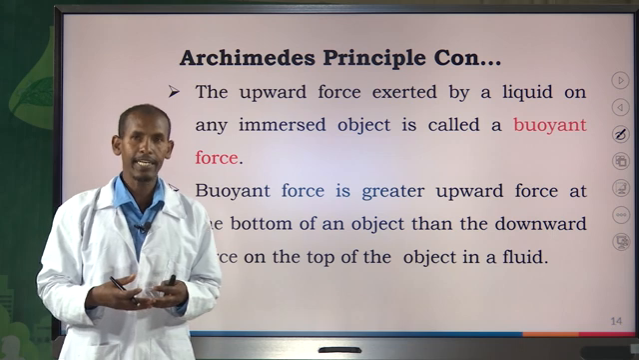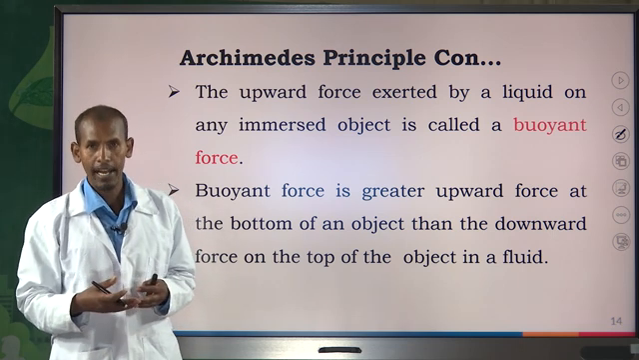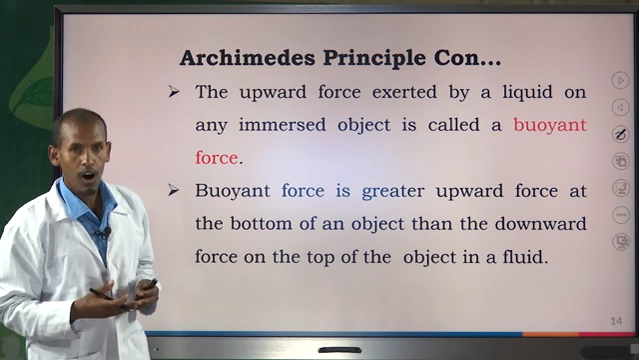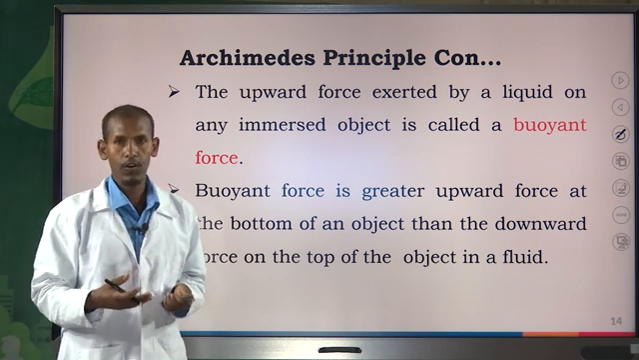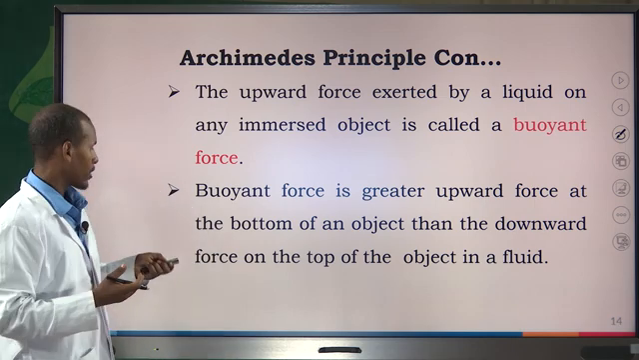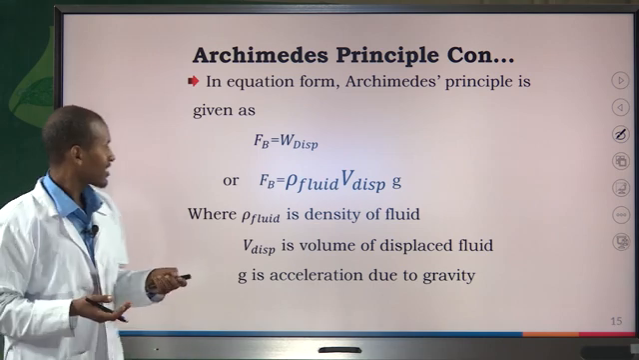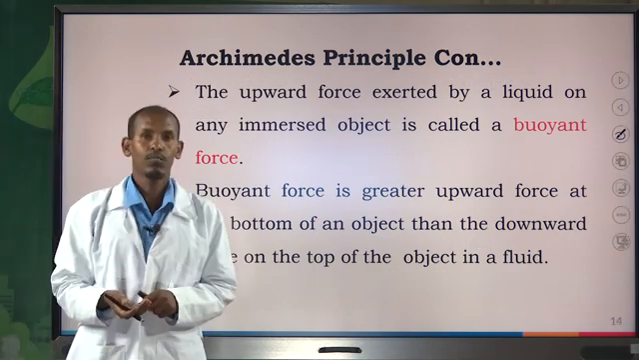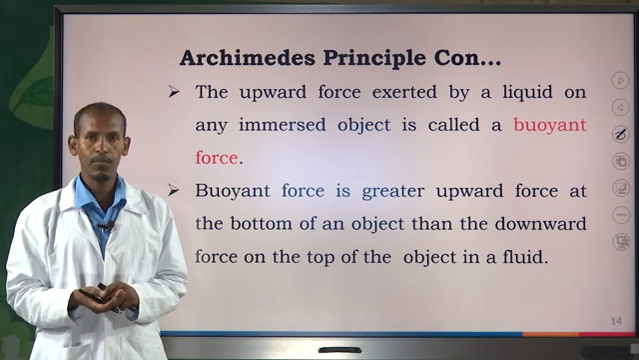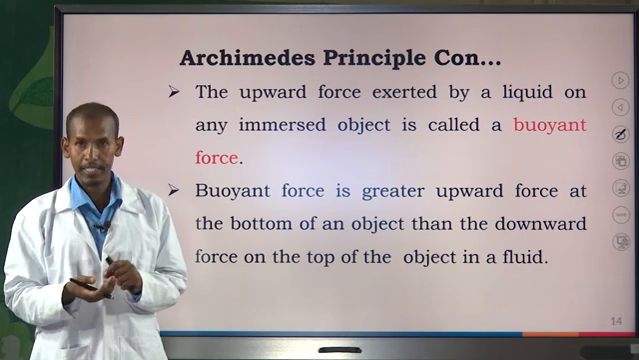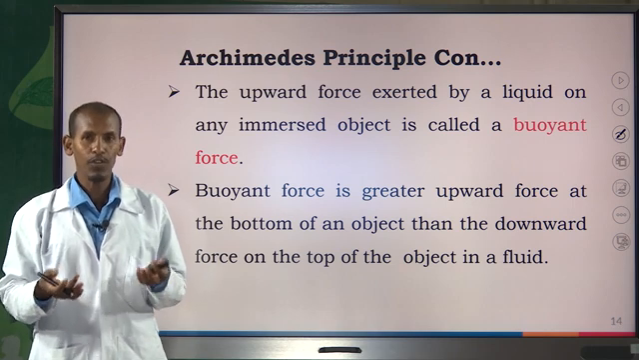Buoyant force is the greater upward force at the bottom of an object than the downward force on the top of the object in a fluid.